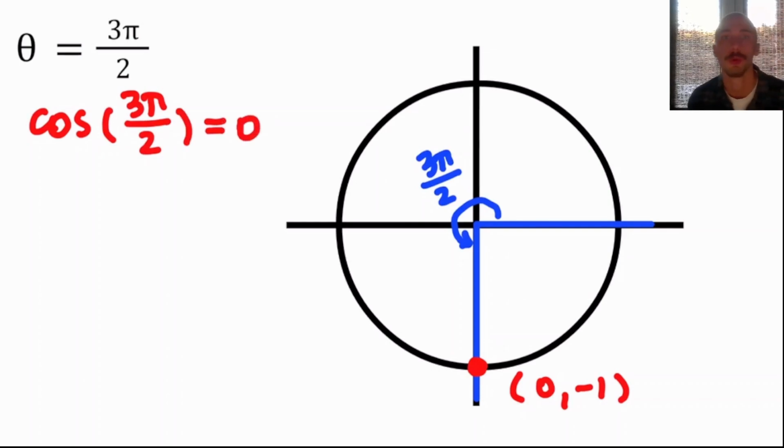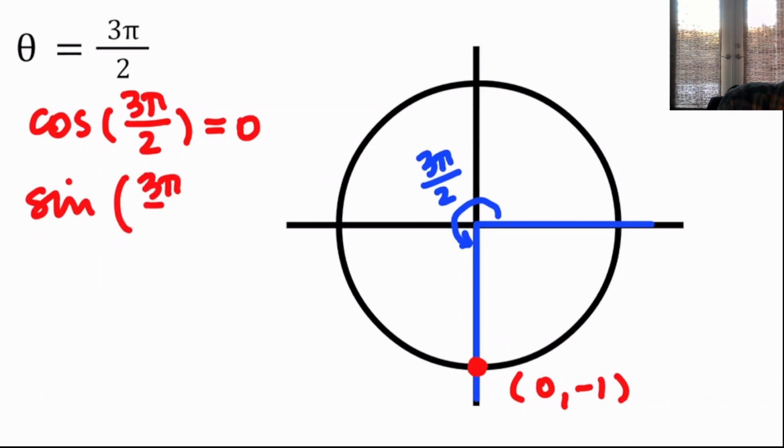I haven't been displaced from the y-axis at all. The horizontal displacement is 0 because I'm on the y-axis. Okay, but then sine of 3 pi over 2, from the x-axis, I've gone down 1 unit, so that's a vertical displacement of negative 1.